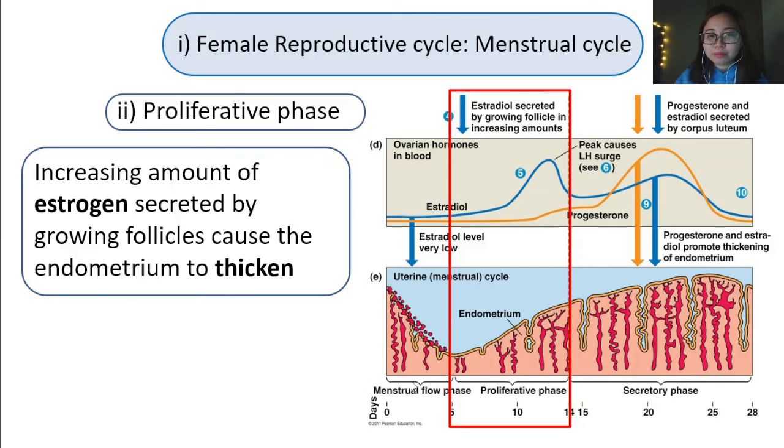After that, after you're done bleeding out, we continue into the second phase of the menstrual cycle called the proliferative phase. So during the proliferative phase, this is when you have increasing amount of estrogen secreted by growing follicles. Ingat, masa ni follicle di dalam ovary itu sedang mula membesar. Follicle akan keluarkan estrogen. Bila level estrogen semakin meningkat, dinding endometrium akan semakin menebal. Increasing amount of estrogen cause the endometrium to thicken. So here you can see it slowly thickening.